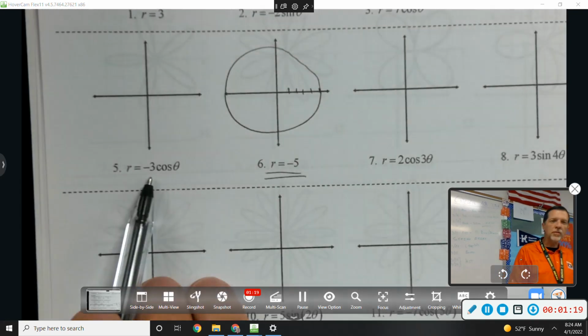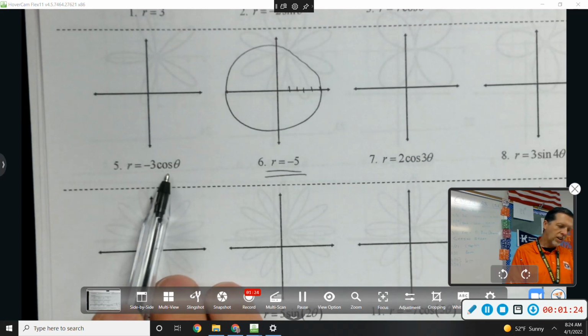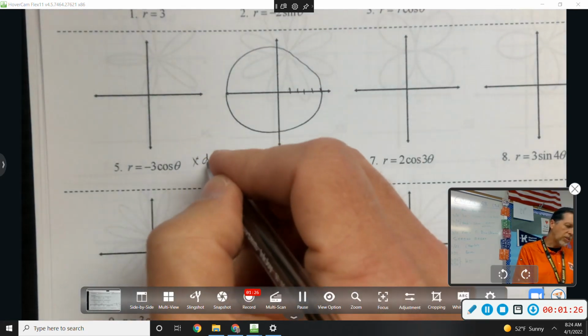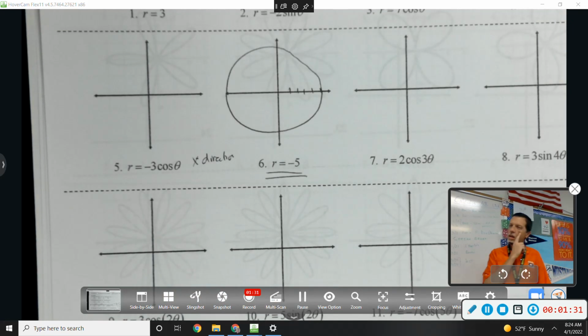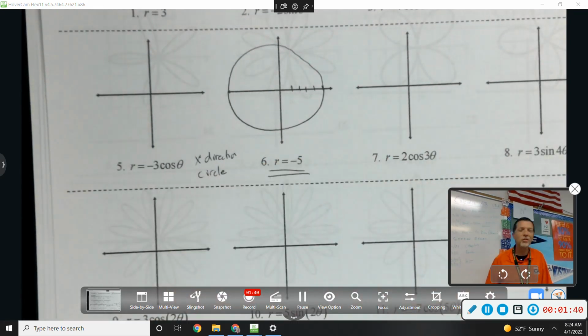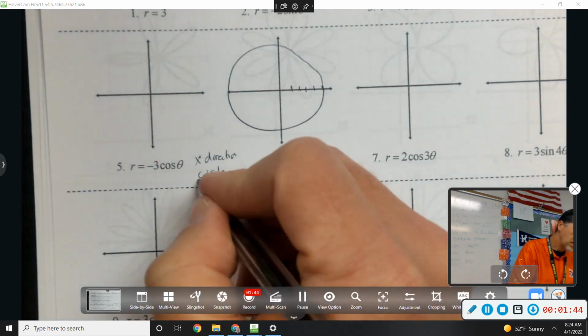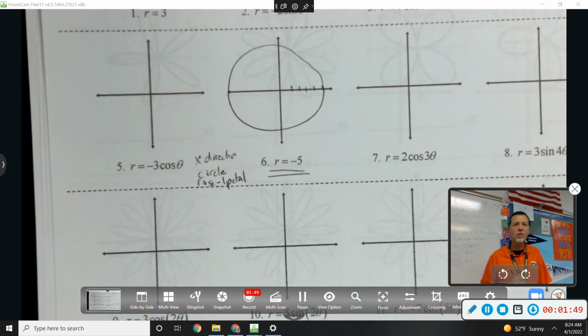Let's back up to number 5. Things are a little more interesting here. It's cosine, so I know it's going to be in the x direction. Is that a rose or a circle? It's kind of a trick question. It's a circle, but if you think it's a rose, how many petals does it have? 1. So you could have answered that question either way. It's a circle or it's a rose with 1 petal.